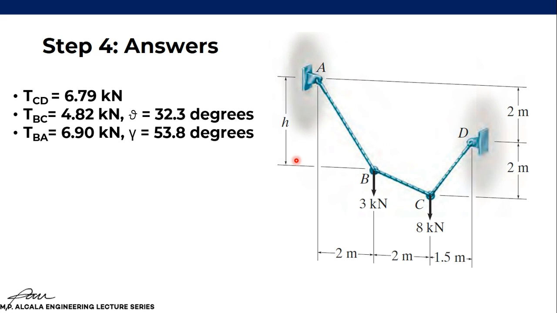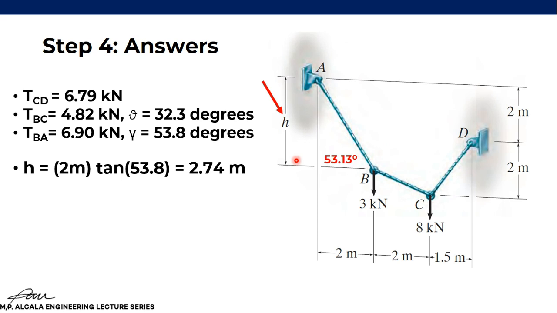Not yet. We are to identify H. Okay? We are to identify H. And we have already identified the included angle for BA. That is 53.13 degrees. Thus, we can simply get it by getting the tangent of 53.13 degrees, which is simply opposite over adjacent. So that will be the height over your 2 meters, or your adjacent side. So that will be simply 2 meters times tan 53.8, and finally you get 2.74. Now, we're done. So that is our answers.